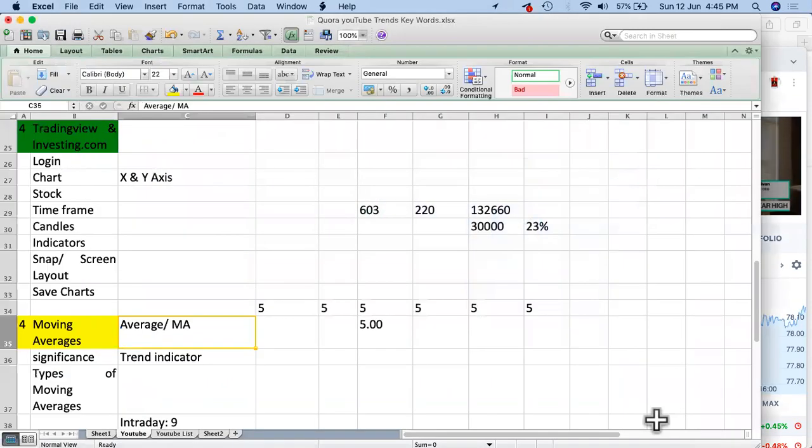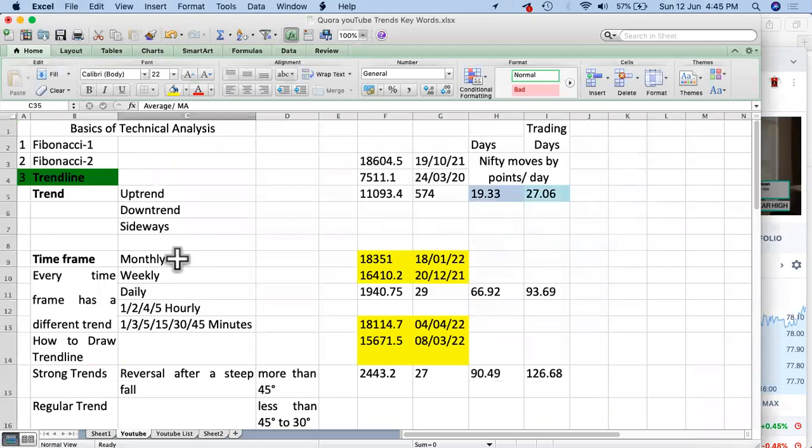Here we are trying to cover more of the basics. We have already covered a few of the chapters. For example, we have covered Fibonacci. We had two parts in this, part one and part two. Then we covered trend line.